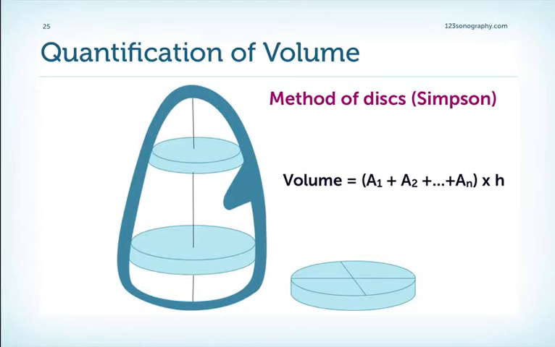To quantify the volume of the left ventricle, we use the so-called method of discs, also called Simpson method. The principle is very simple. All we are doing is interpolating a number of discs into the left ventricle, and if we also know the length of the left ventricle and the thickness of these discs and the diameter, either in a 4-chamber view or in a 2-chamber view or in both, we can calculate the true volume of the left ventricle. Let's see how we do that in clinical practice.